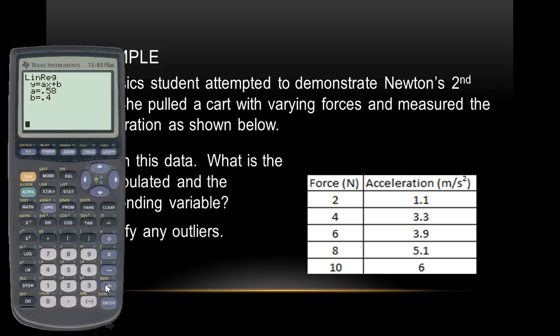So here's the equation. Here's the equation. Y equals 0.58 x plus 0.4. This is the equation. I could type that in if I like. 0.58 x plus 0.4. Hit graph. And there's the line of best fit.